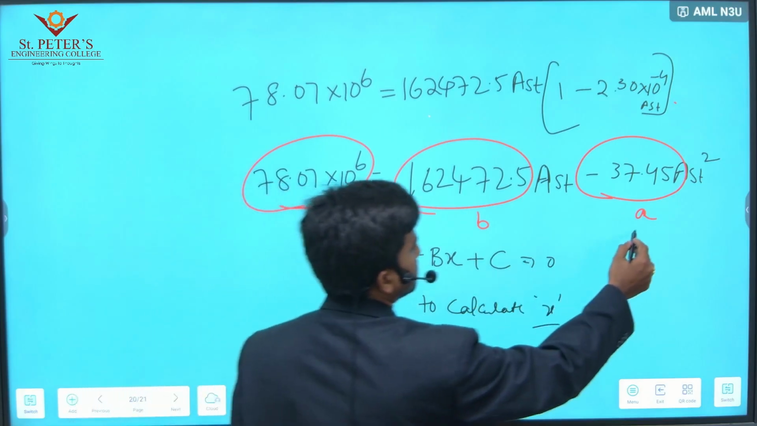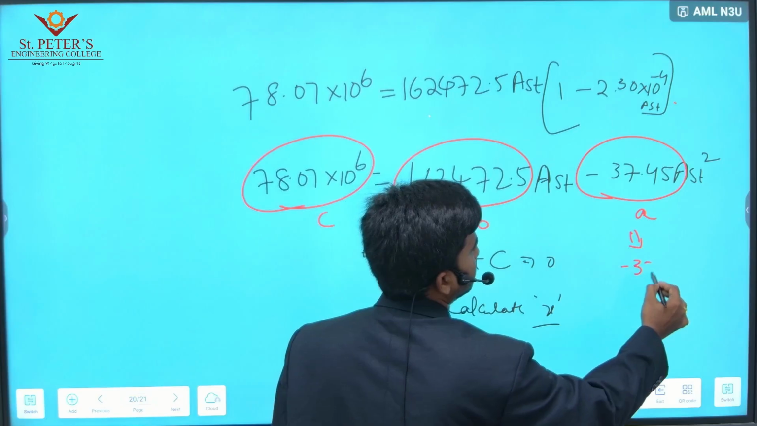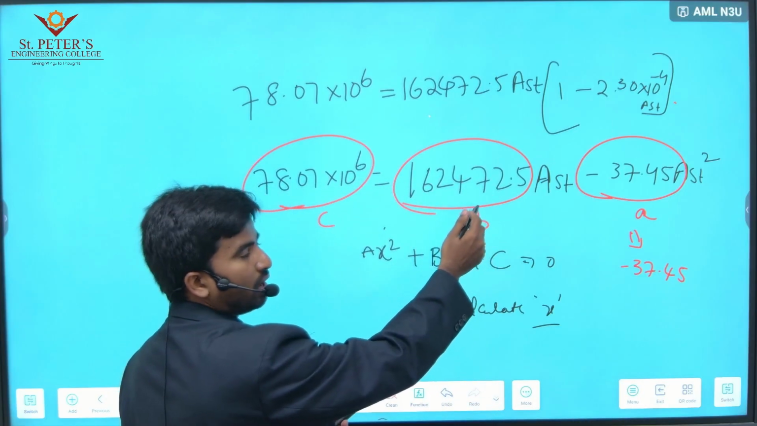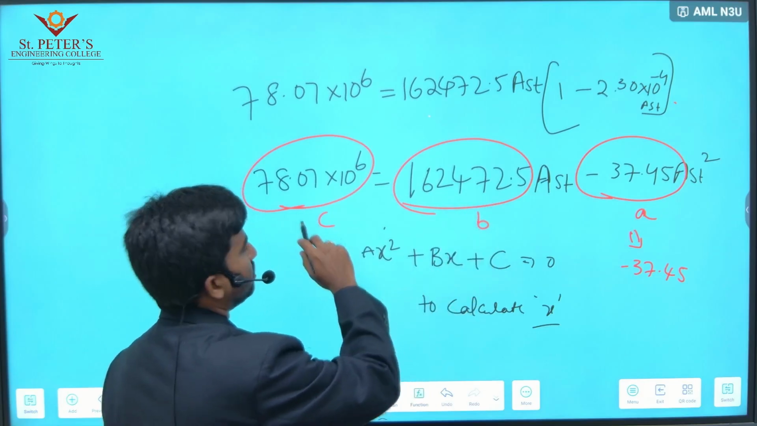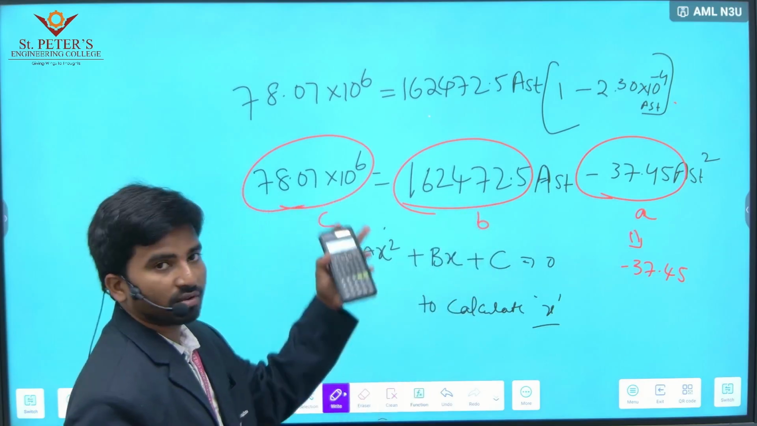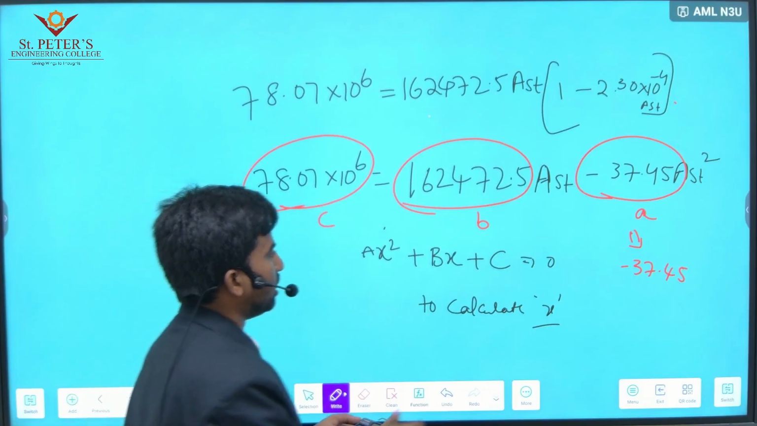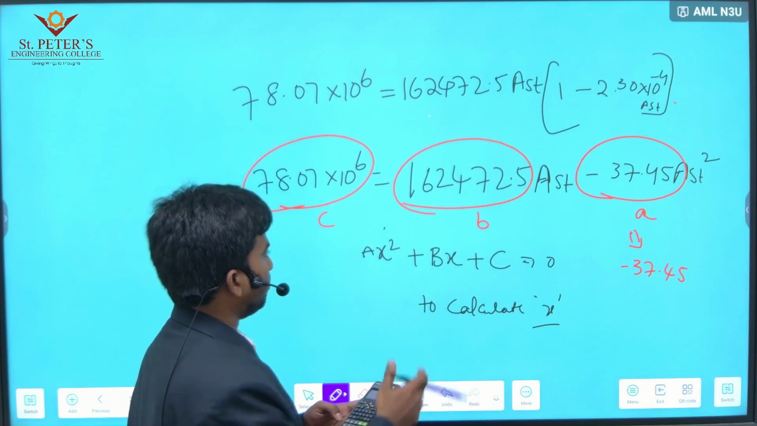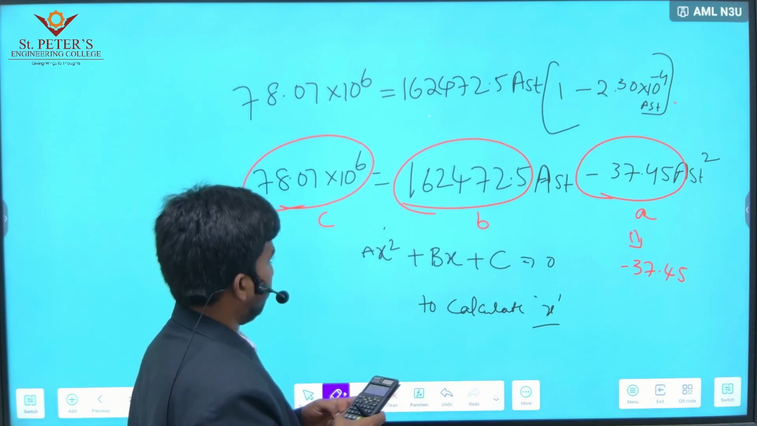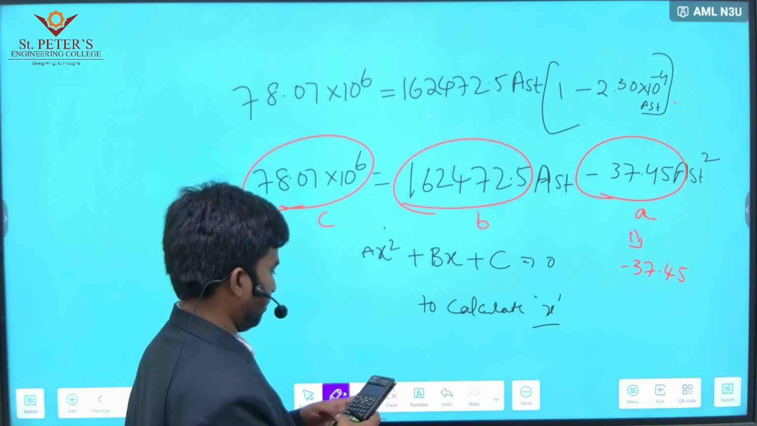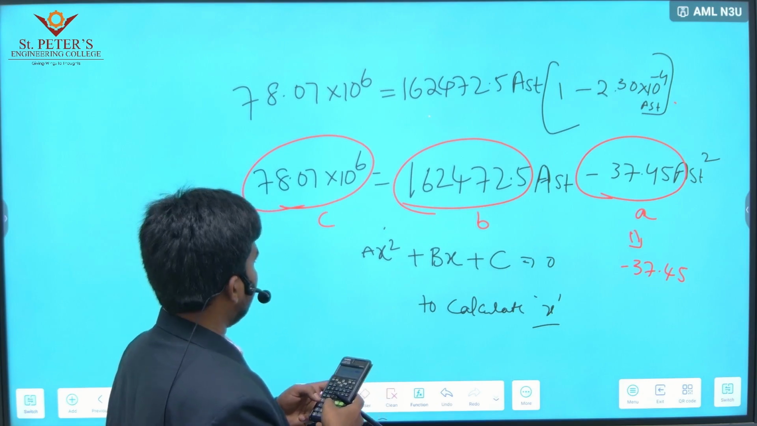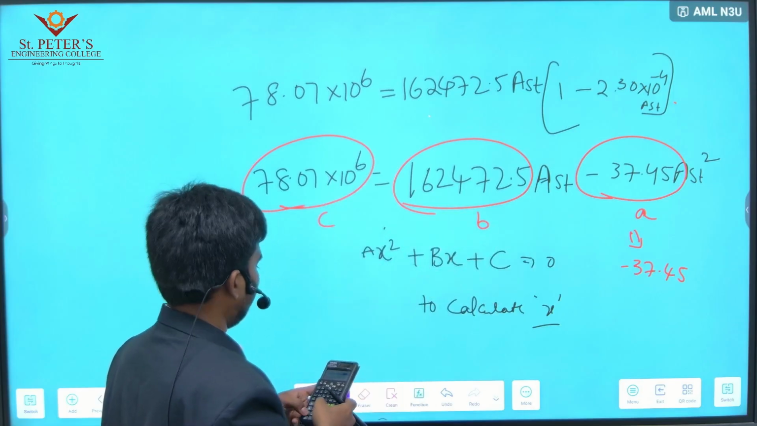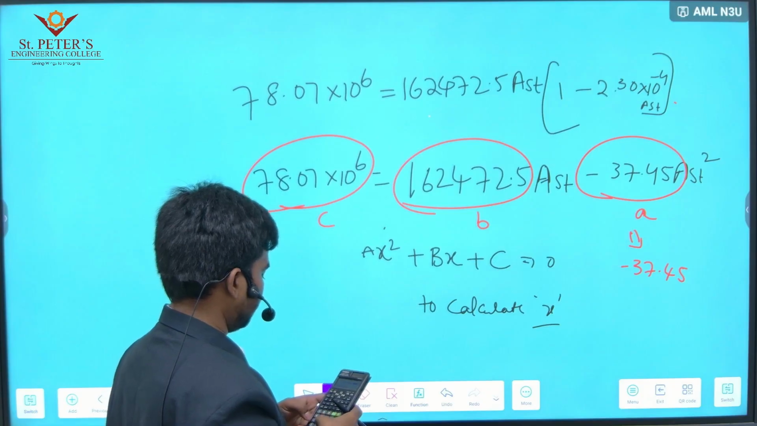Here the a value is minus 37.45, apply that, and the b value is 162472.5 AST, and the c value is 78.07 multiplied with 10 power 6. I am entering the values. A value minus 37.45, and the b value is 162472.5, and the c value is 78.07 with 10 power 6.